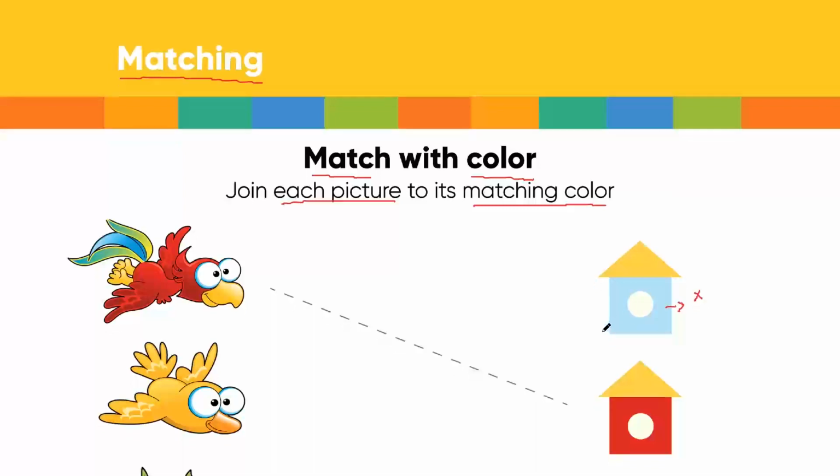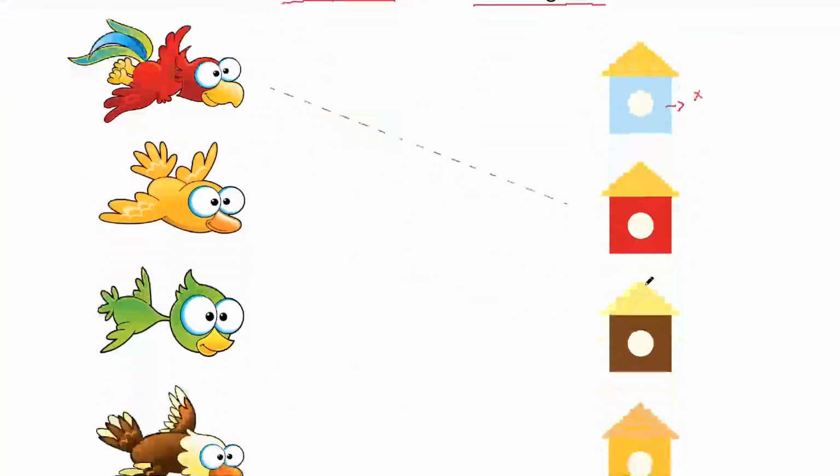Now we have to move towards another bird's nest. Now this bird's nest is red in color. That is also not same as this color. So we won't consider this bird's nest as well. Keep moving down. Now this bird's nest is brown in color, which is also not yellow in color. So we won't consider this bird's nest as well.